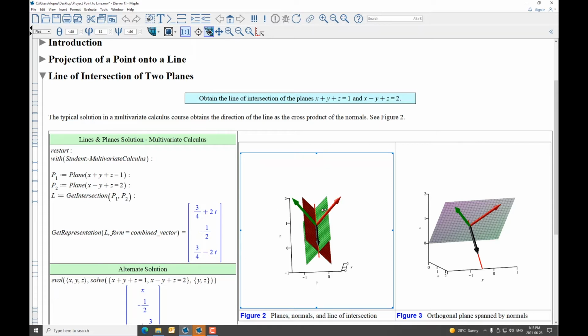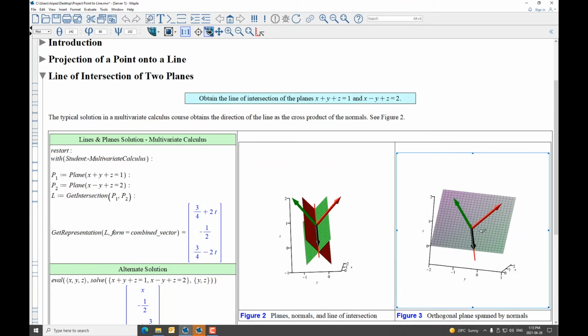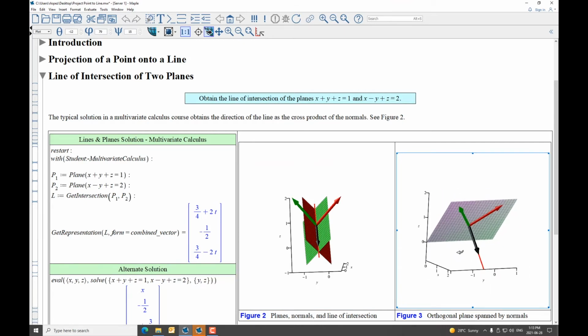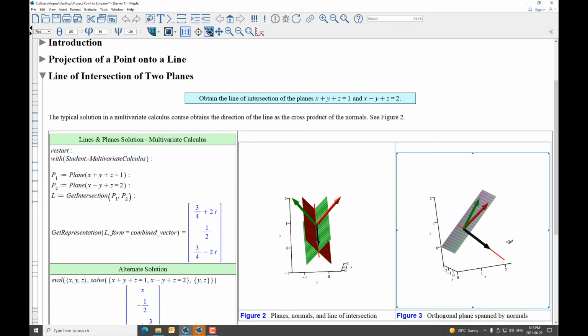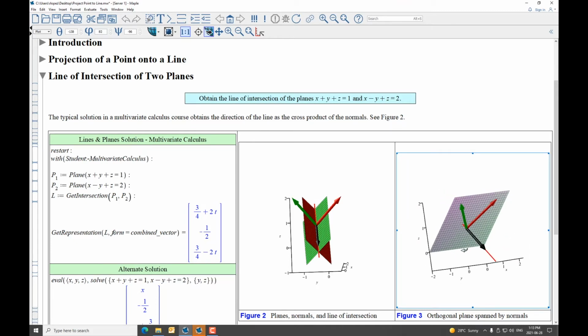These are the two normals. You see, here are the two normals. Those two normals span a plane. That's what this plane here is. It spans a plane, and that plane is orthogonal to the line. That's the image that will be used eventually in our further discussions.